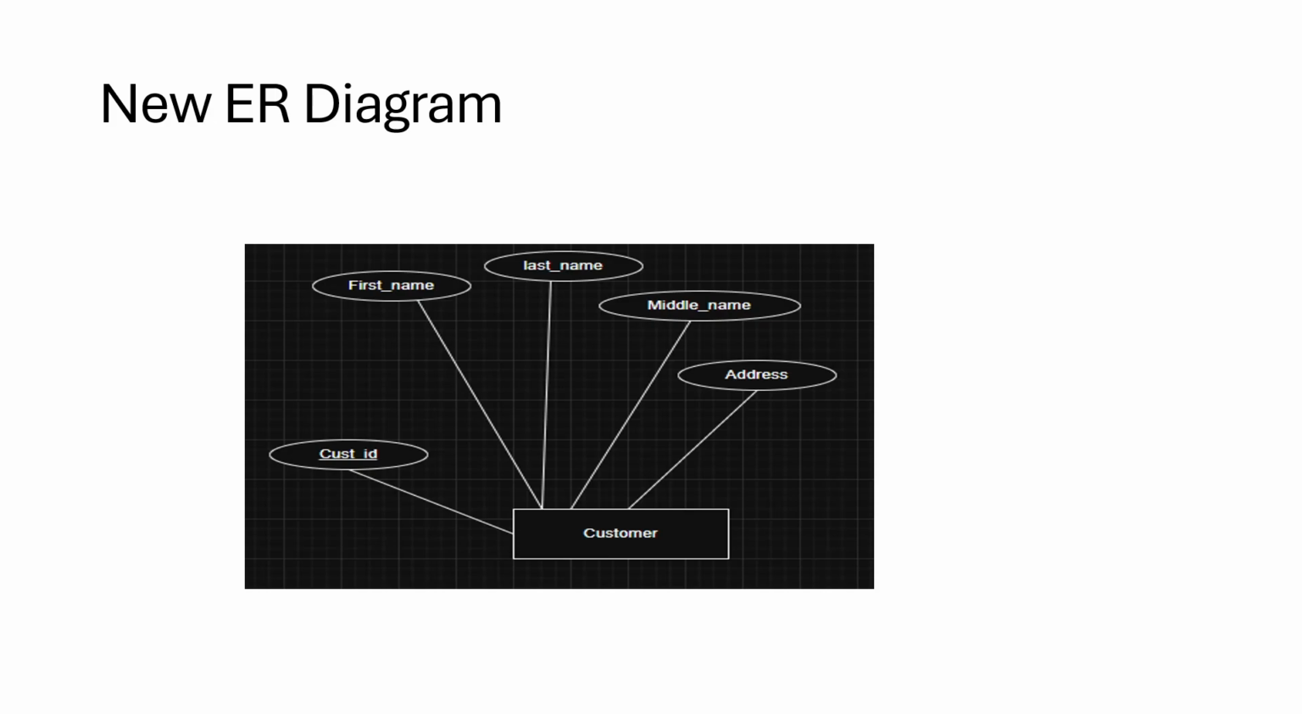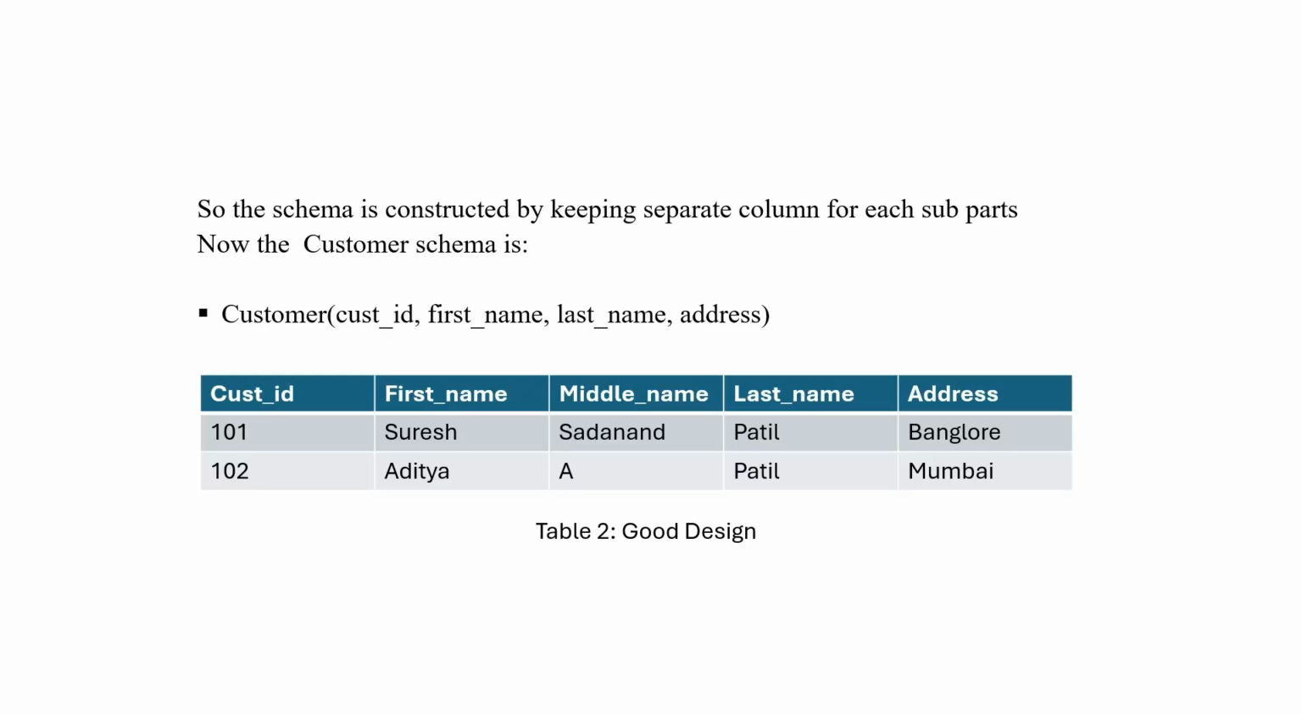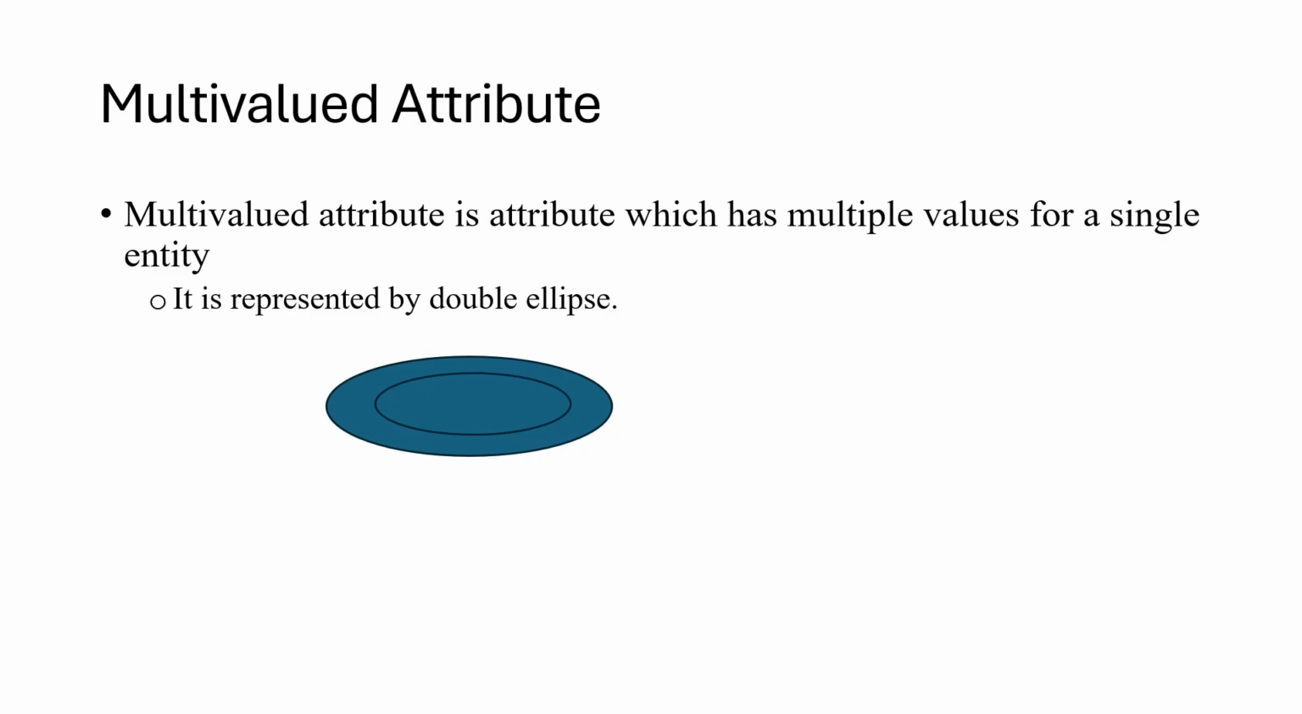Now we will see multi-valued attributes. In the diagram, as I told you, a customer may have multiple phone numbers. To show multiple values under one attribute, we represent such an attribute by a double ellipse, and such attributes are called multi-valued attributes. But when we want to convert such multi-valued attributes into a relational model, we may face some problems.